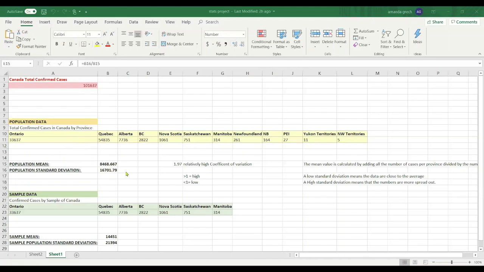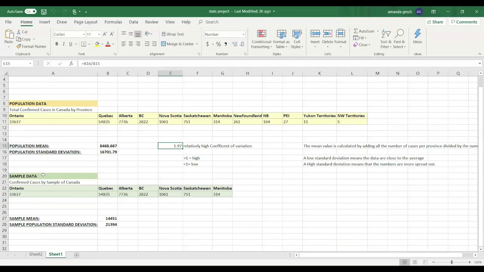Then I created a population standard deviation, which came to 16,701.79. I then divided the standard deviation by the population mean, which gave us a coefficient of 1.97. A low standard deviation means that the data are close to the average. A high standard deviation means that the numbers are more spread out. So in this case, we got 1.97, which is over 1, which is considered relatively high, meaning the data is pretty spread out. If you noticed here, Quebec has 54,835 cases, while the Northwest Territories only have 5.